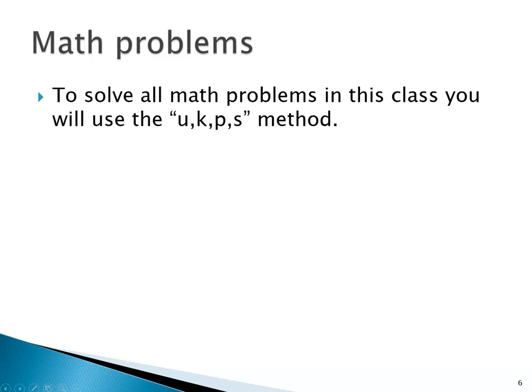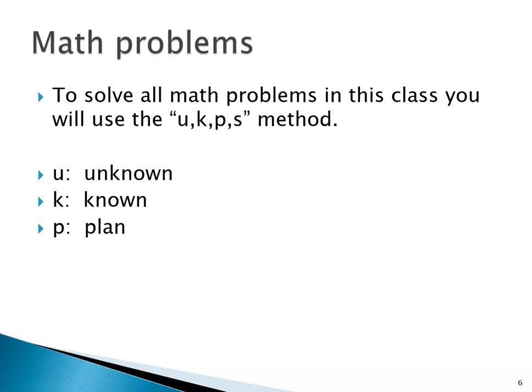Alright, so let's go through and talk about using the UKPS method. The U stands for unknown, that's the thing you're solving for. K stands for known, that's the stuff that you know. So you may know more than one thing, like you need to know at least two variables to be able to solve for density, or use the density equation to solve for one of the other variables.